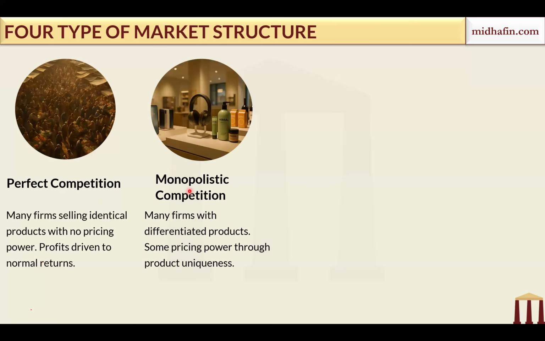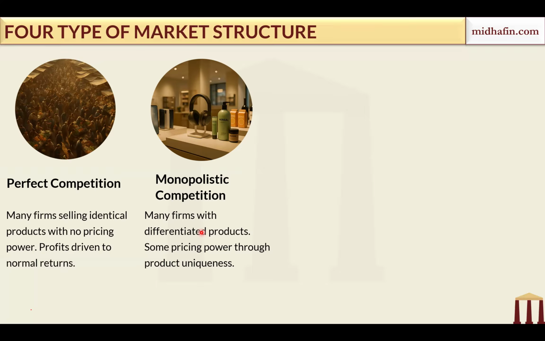Then you have monopolistic competition. In monopolistic competition, you have many firms, and each firm has a slightly differentiated product, a little differentiation. It can be a higher degree of differentiation also, but generally it is little differentiation. That differentiation can come from different aspects. It can be because of branding, quality difference, advertising or even packaging, or even customer experience.